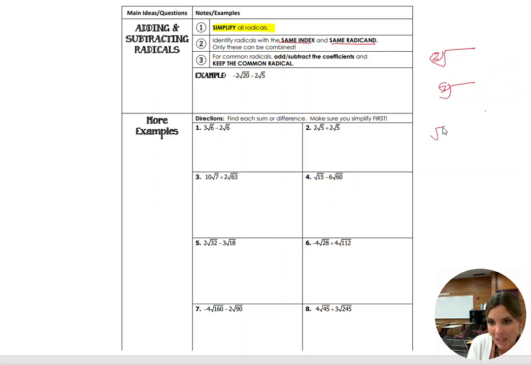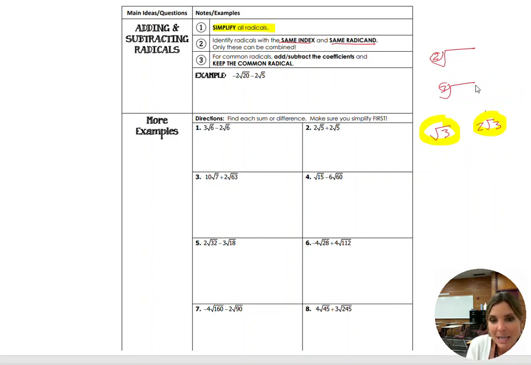So if you have a square root of 3 and you have 2 square roots of 3, these would be like radicals because they both have the same index, which is a square root, and then they both have the same radicand, which is the square root of 3.